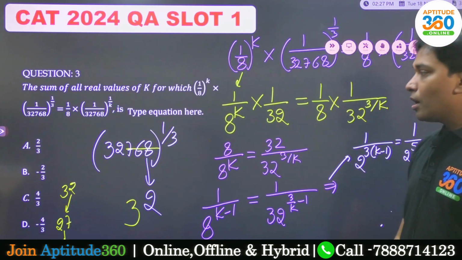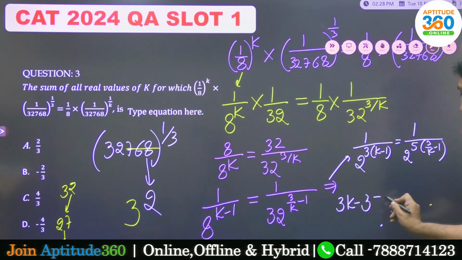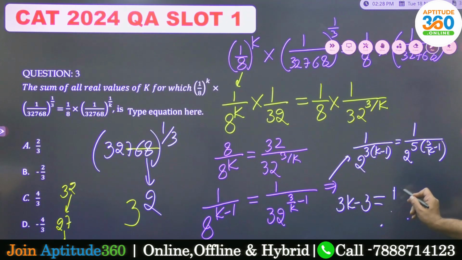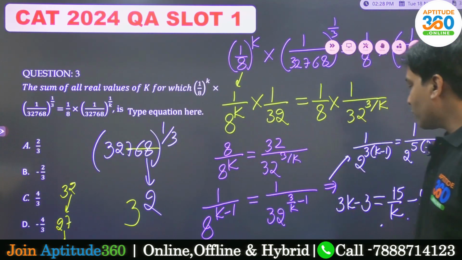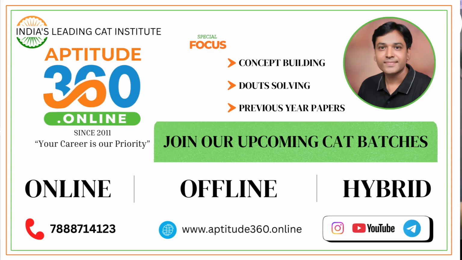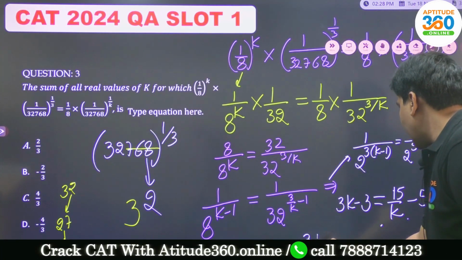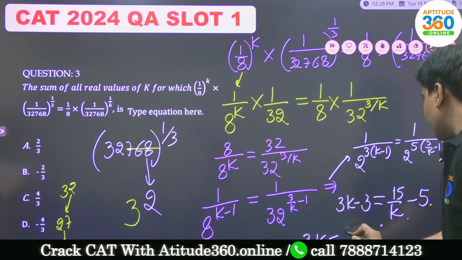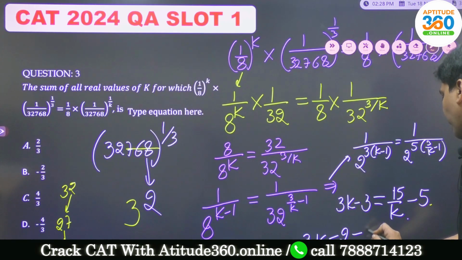Isn't it? So can I say that 3k minus 3 and 5 3s are 15 upon k minus 5, they are going to be the same. If you simplify this, you will be able to find out the value of k. Now what is that we should be doing? We should take everything on one side of equality. So that is 3k minus 3 plus 5, that is 2, minus 15 upon k, and that is equal to 0.